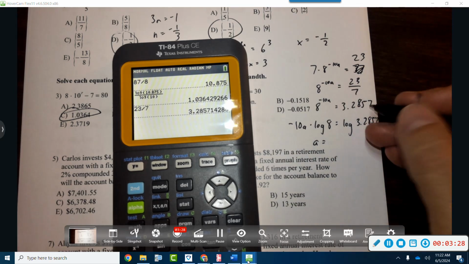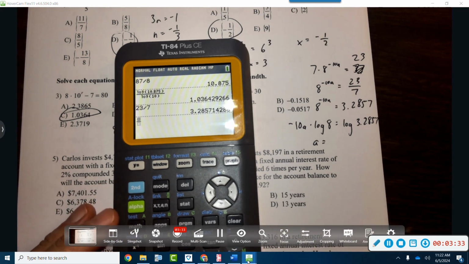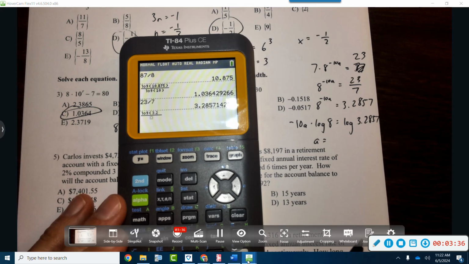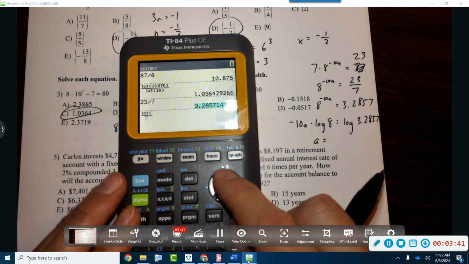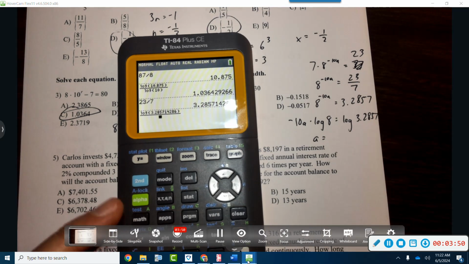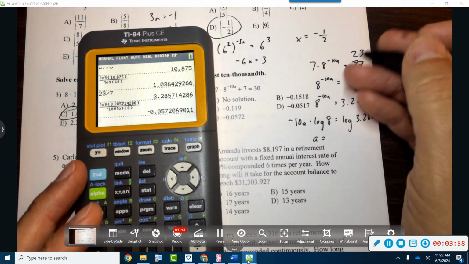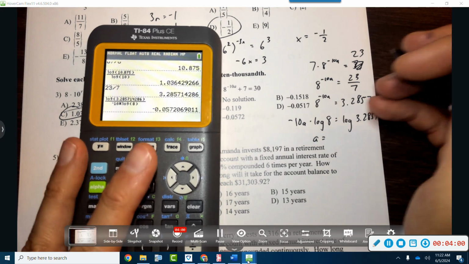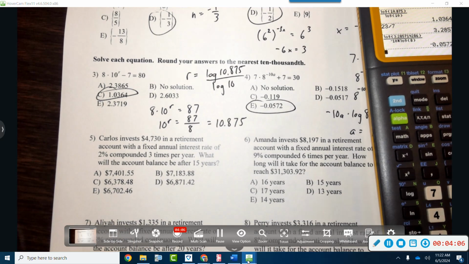All right. So now let's get to a fraction. I've got the log of 3.2857. You know what? How about, all right, try it again. The log of this guy divided by -10 times the log of 8. All right, there's our guy. Negative right there. All right. These are more calculator problems.